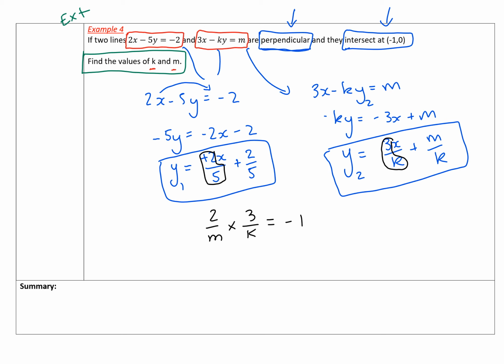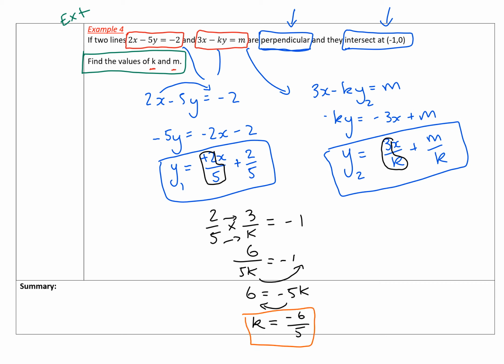Now this can be a little bit of a problem. I've just realised the gradient is not 2 on m, it's 2 on 5, which makes this problem much easier. So if I multiply the top, multiply the bottom, I know 6 on 5k equals negative 1. If I multiply by 5k, 6 equals minus 5k, and if I divide by negative 5, k equals negative 6 on 5. So that's one of the things I was asked to do. I was asked to find the value of k.